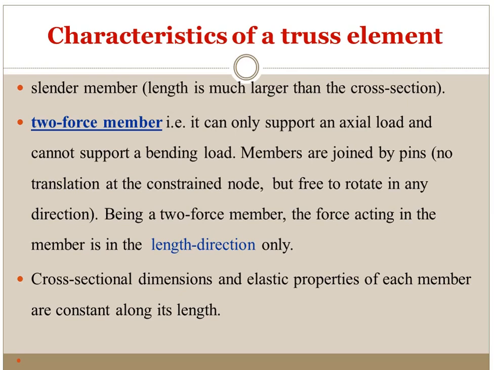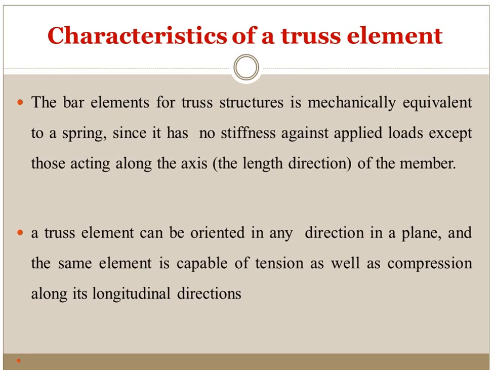A truss element has cross-sectional dimensions and elastic properties of each member that are constant along its length. There is another characteristic: the bar element for truss structures is mechanically equivalent to a spring. It means we can convert the bar element into a spring element. It has no stiffness against applied loads except those acting along the axis, the length direction of the member. The last characteristic: a truss element can be oriented in any direction in a plane, and the same element is capable of tension as well as compression along its longitudinal direction.